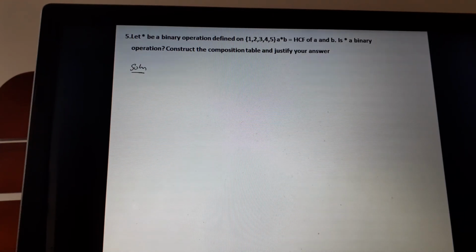Given elements are 1 2 3 4 5. So let me take here star 1, then 2 3 4 5, and here also 1, then 2 3 4 5. Now definition is A star B equal to HCF of A and B. So what is the HCF of 1 and 1? Definitely it is 1. HCF of 1 and 2 is 1 only. Highest common factor, HCF means. And 1 and 3 is 1. 1 and 4 is 1. 1 and 5 is 1. So definitely it is 1 1.